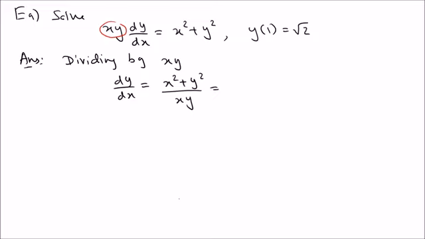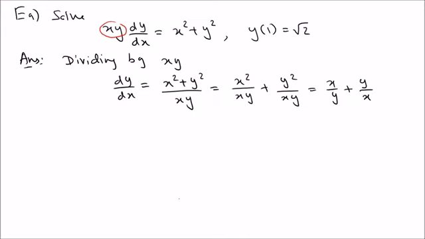So if you divide, okay, let's show the steps: x squared over xy plus y squared over xy. You can see x gets cancelled, so the first one becomes x over y. Y gets cancelled, the second one becomes y over x. Now you can see that this is a function of y over x, because x over y is 1 over y over x.